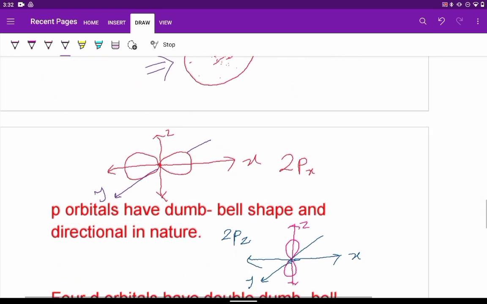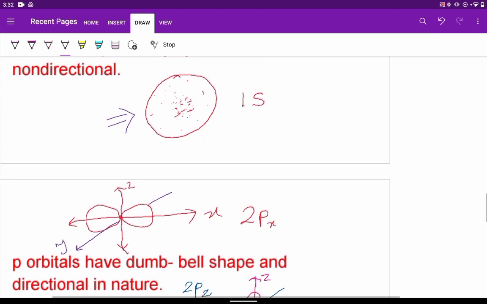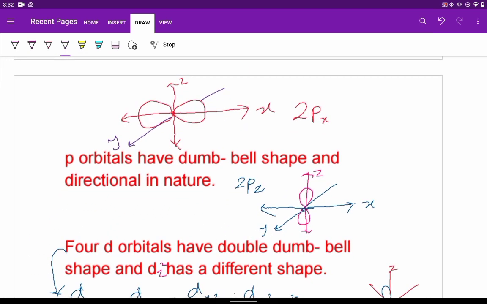Now p orbitals have dumbbell shape. See, I have shown here. P orbitals have dumbbell shape and they are directional in nature. This is 2px along the x-axis. You see, I have drawn three axes, x, y and z. And this one is 2pz, which is along the z-axis.